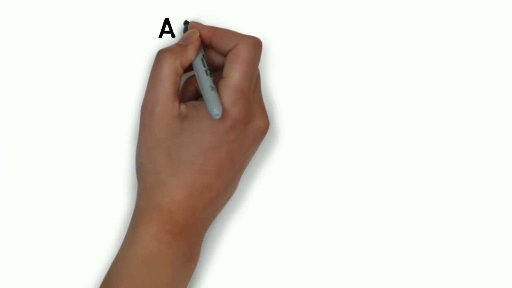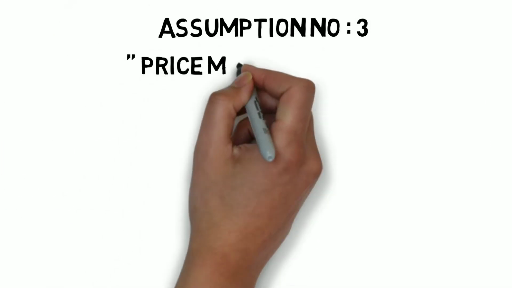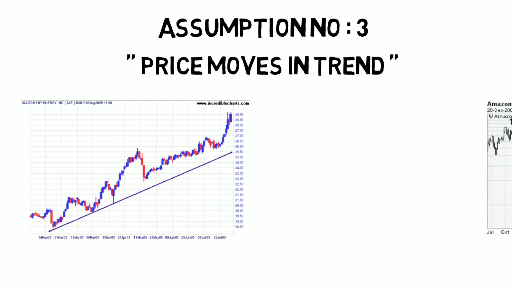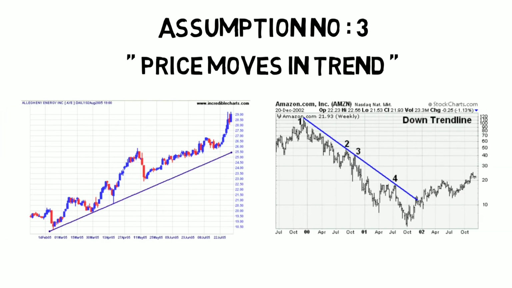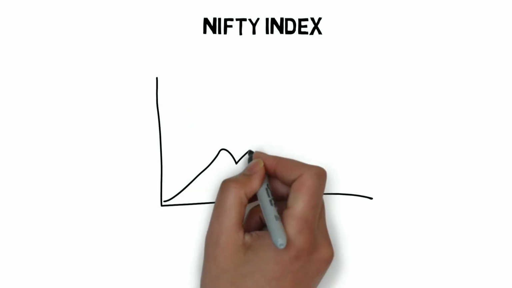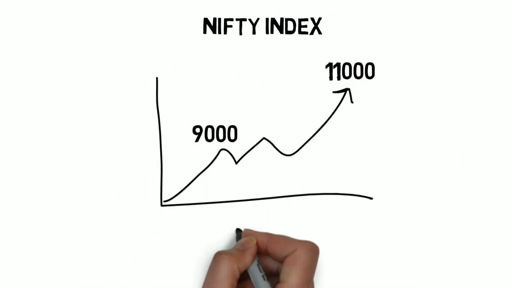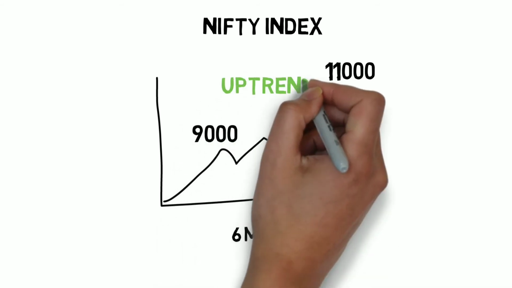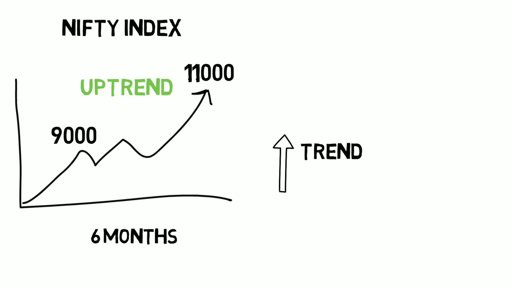Now key assumption number 3. Price moves in trend. All major moves in the share market are the effect of trend. If you don't know about the different trends, then check out my video here. Assume our Nifty index moves from 9,000 to 11,000 in 6 months. Now we say it is in an uptrend. Once a trend is established, the price moves in the direction of the established trend.